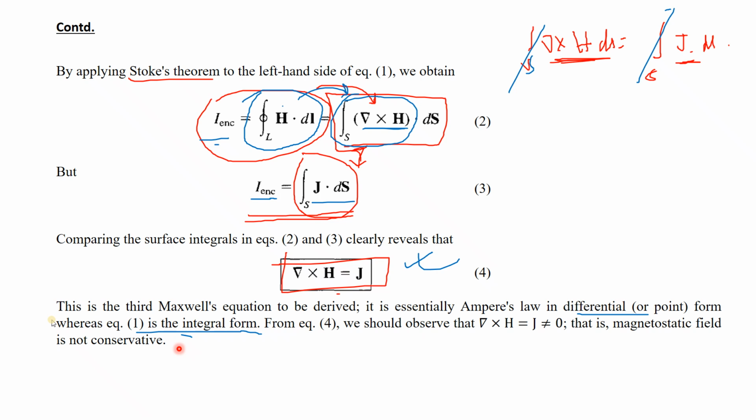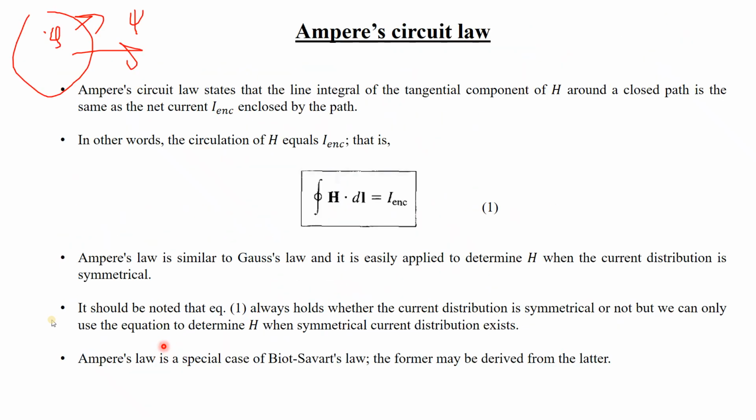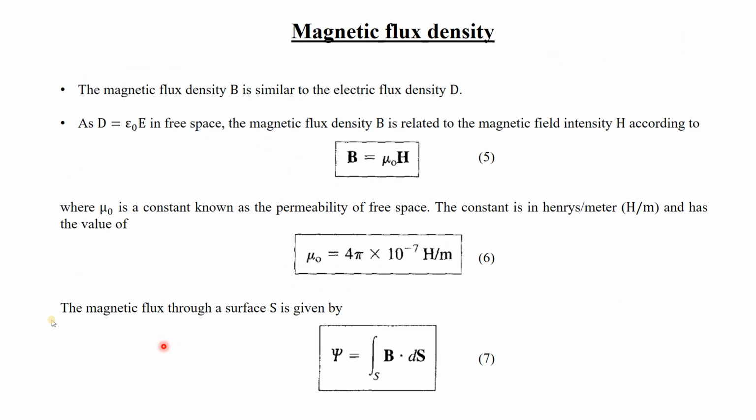Because you can remember, there was a relationship that if the curl of any vector is 0, that vector is considered to be a conservative vector. But here, for the magnetic field intensity H, if the curl of H were 0, it would be conservative. So it is not possible. It cannot be 0, because if current is not there, H is not there. So current has to be there. If curl of H is 0, that means H itself is 0. Okay. So it is not possible. That is why curl of H is not 0. It equals J, the current density, and it is a non-conservative vector.